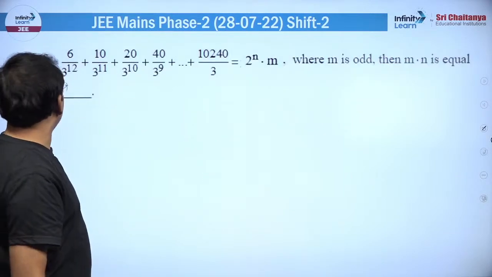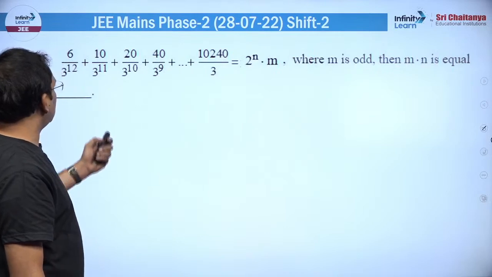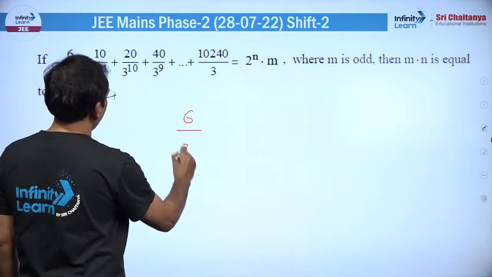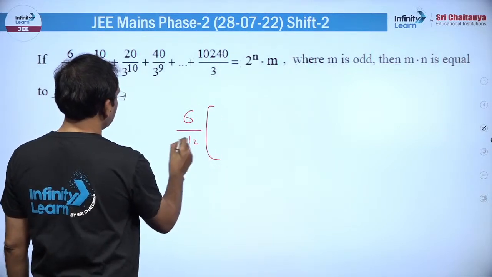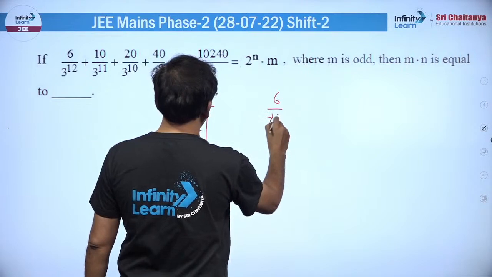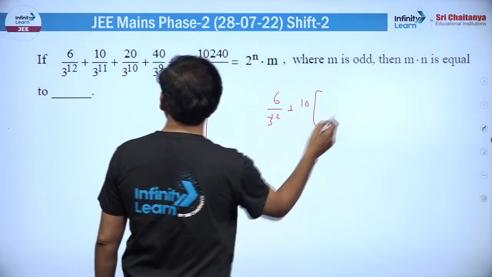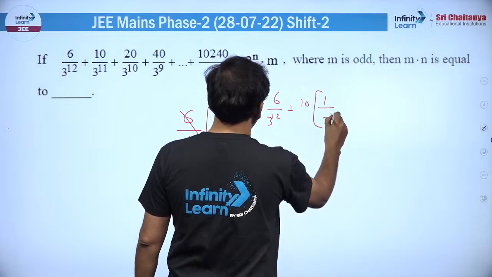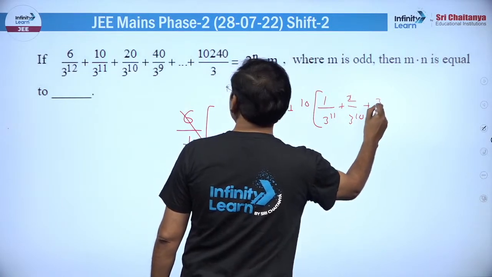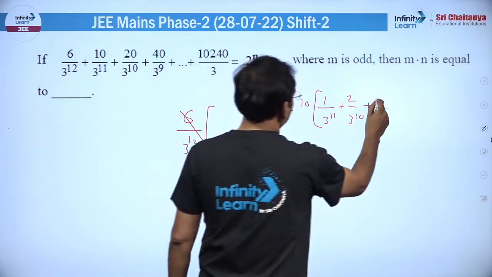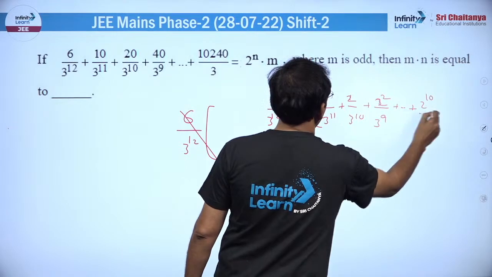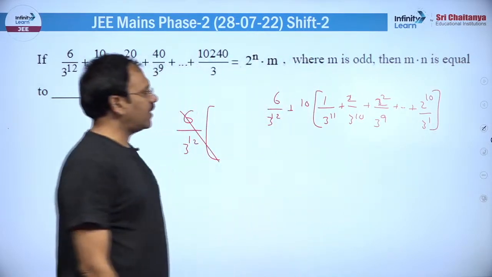Next, you see this is another sequence kind of, you see 6, 10, 20, 40, and so on. If you just write 6 by 3 power 12, you just separate 10. If you take common, my dear friends, you will get 1 by 3 power 11 plus you can say 2 by 3 power 10 plus 2 square by 3 power 9 and so on. This is 2 power 10 by 3 power 1. You just see, this is the one we need to simplify.